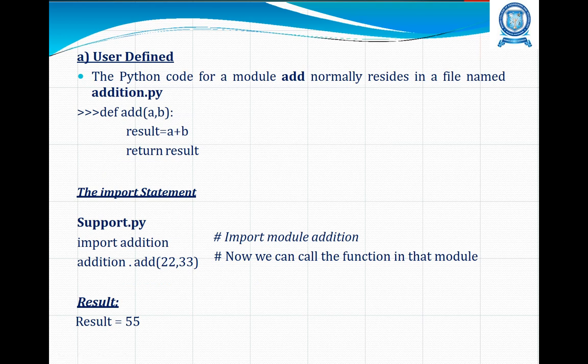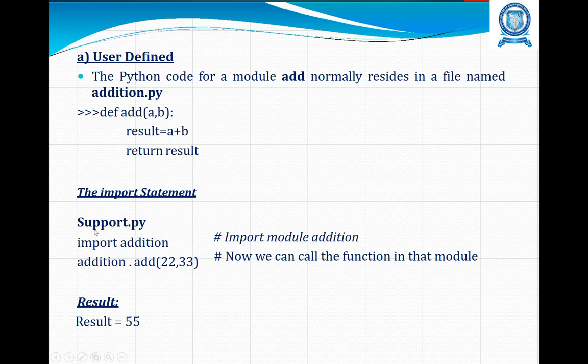The Python code for the module add normally resides in a file named addition.py. So the module is add, which is present in the file addition.py. This is the module which is present in addition.py. If you want to use this module, you have to import it.